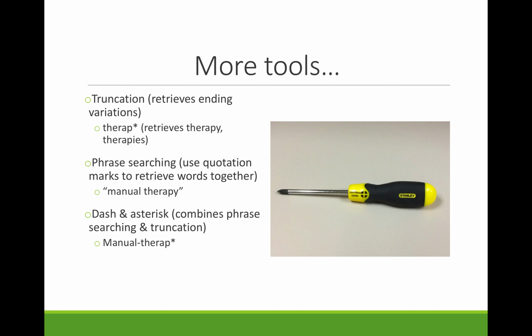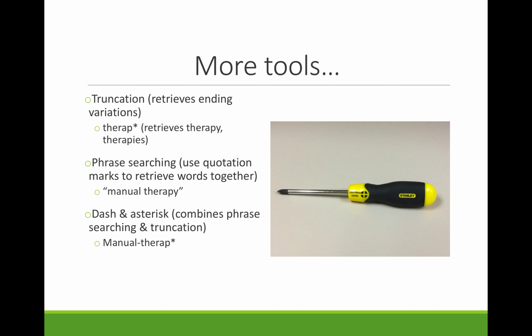So let's talk about more tools. Truncation is a tool. Truncation means that you use the root word and you put an asterisk on the end and that will retrieve multiple endings. So for example, if you use therap and you put an asterisk, it will retrieve therapy as well as therapies.